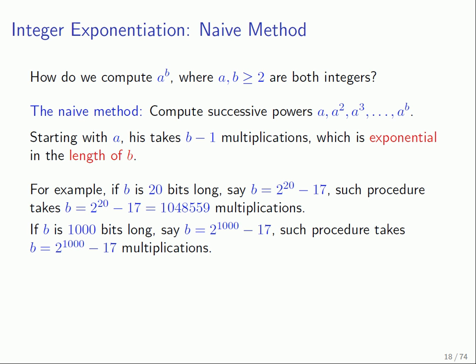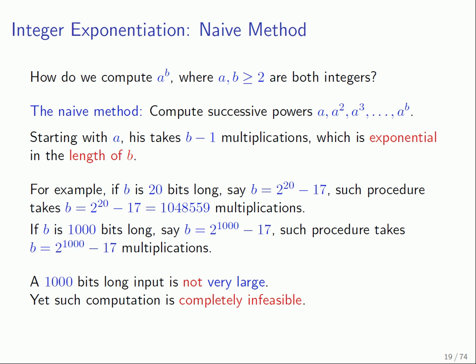If you're in high school, it sounds good, but most of you are graduate students or faculty members. So a to the b is actually exponential in the length of b. So if b, let's say, is 2 to the 20 minus 17, that takes 20 bits to represent, but it takes over 1 million operations. It's not so great. And if b is 1,000 bits long, then it's completely out of the question, while a number which is 1,000 bits long is not such a huge number. Okay, so this is completely infeasible.